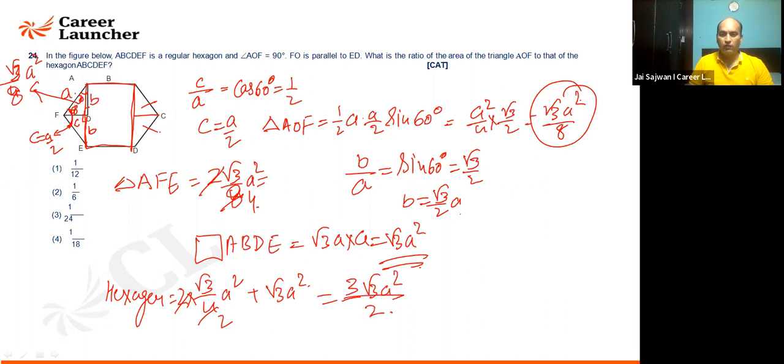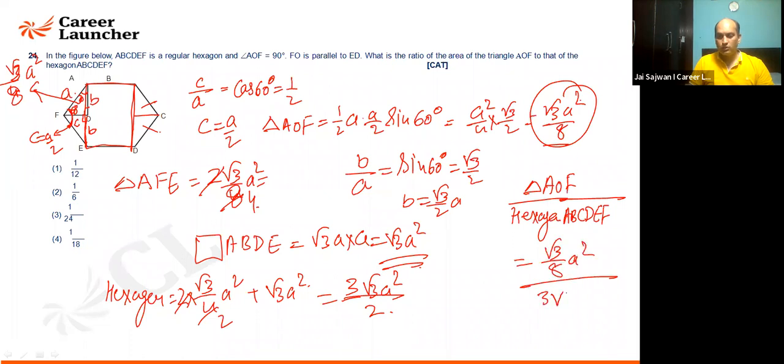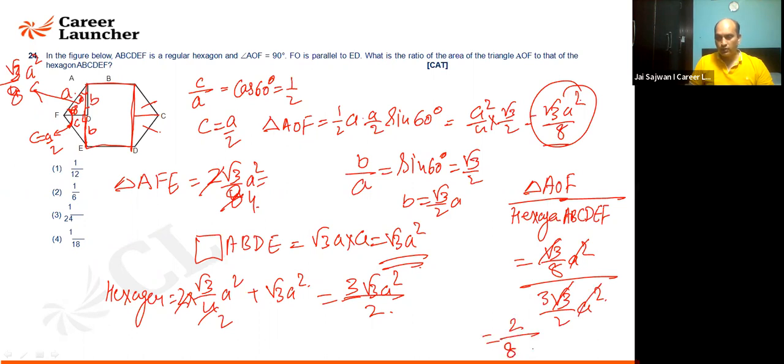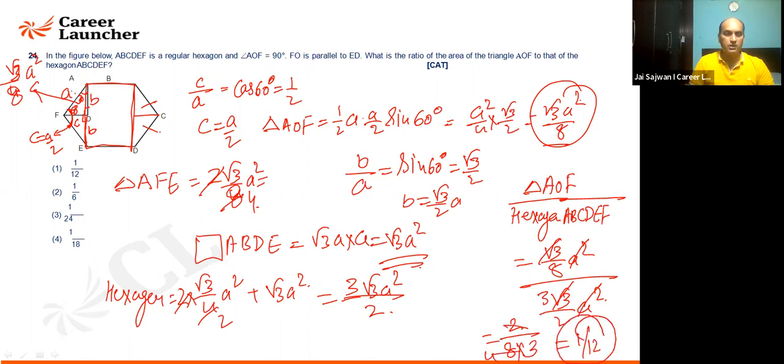How much is the area of one portion? Area of triangle AOF upon hexagon ABCDEF comes out to be what? I'll say it is root 3 by 8 A square upon 3 root 3 A square by 2. I believe it is clear. This cancels out, this cancels out. I'll say it is 2 upon 8 into 3, or this is 4, so it is 1 by 12. The answer is 1 by 12.